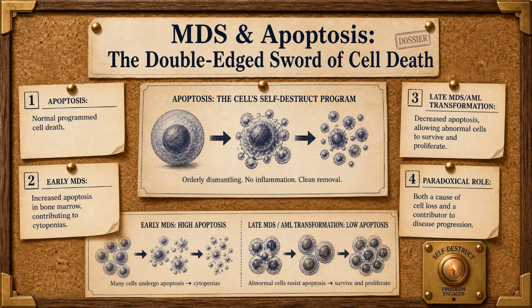In early MDS, we see a fascinating and somewhat counterintuitive phenomenon: there's increased apoptosis in the bone marrow. Even though the bone marrow might be hypercellular, many of the hematopoietic precursors are defective and undergo programmed cell death before they can fully mature and be released into the peripheral blood. This increased, premature cell death is a major contributor to the ineffective hematopoiesis we discussed earlier, and it directly leads to the cytopenias, the low blood counts, that characterize MDS. It's like the quality control system is working too well. In some ways, discarding too many faulty products before they even leave the factory.